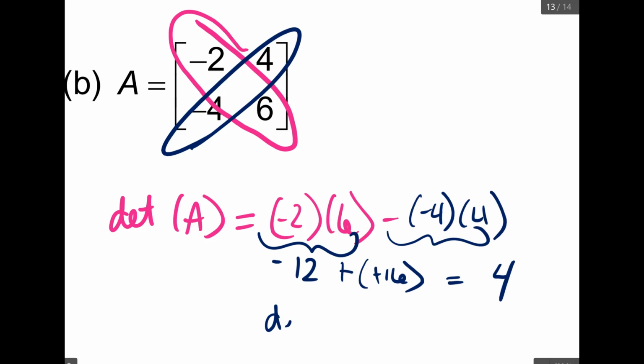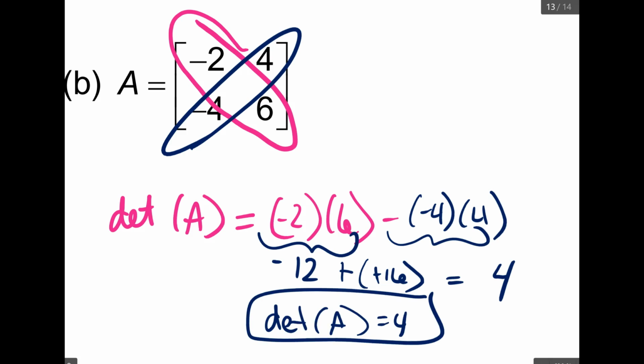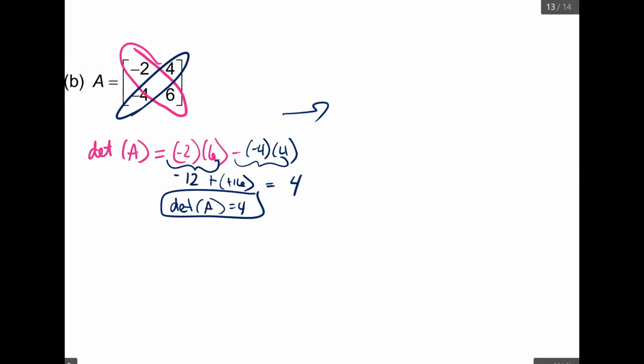So I'll write that out. Determinant of A, matrix A, is 4. Will I have an inverse? Yes, because my determinant is not 0. If your determinant is 0, we'll not have an inverse. All right, so I have a determinant of 4. Now I need to find the inverse. How do I find the inverse again? 1 over 4 bar.